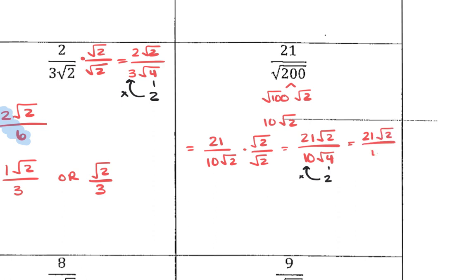over 20. 21 and 20 do not simplify. So your final answer here is 21 radical 2 over 20.